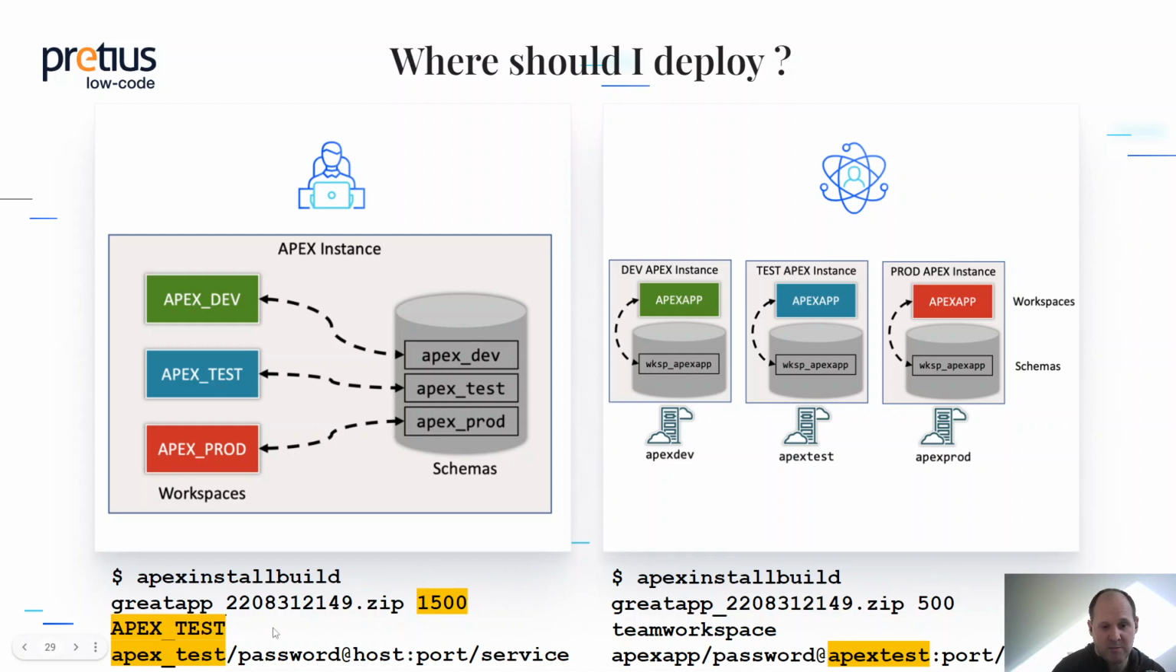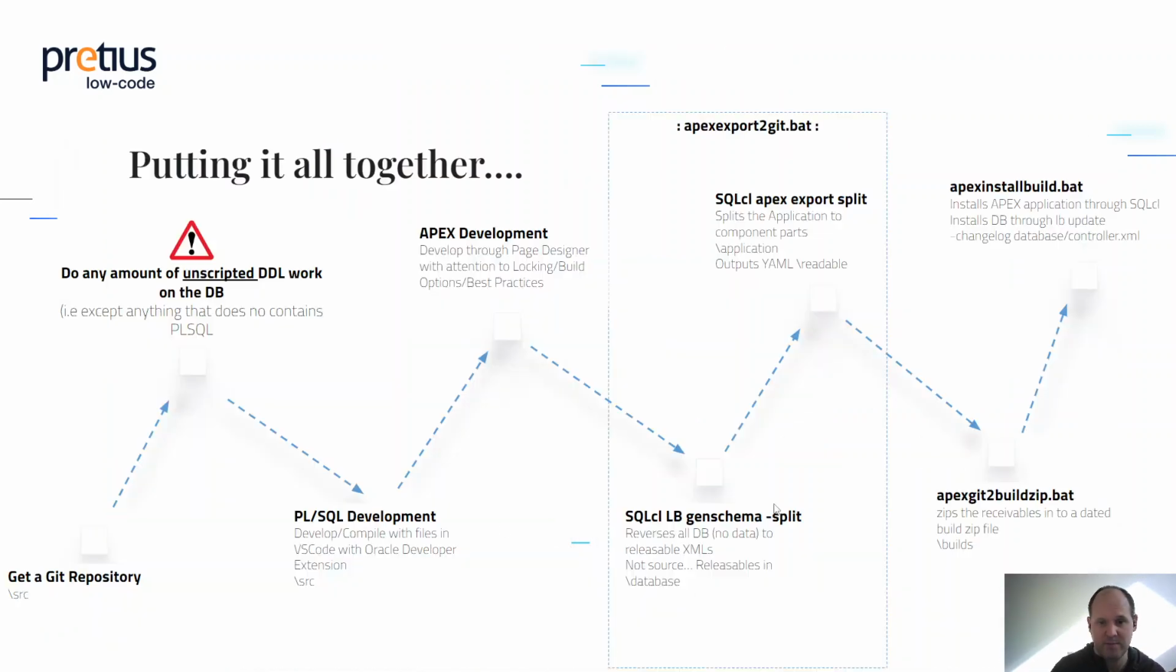So on test, my app ID is 1500. On dev, it's 500, and on prod, it's 2500. So I changed the workspace name and I changed the schema name, whereas on this, I just changed the host name to connect to a different database. Yeah, so the scripts work the same.